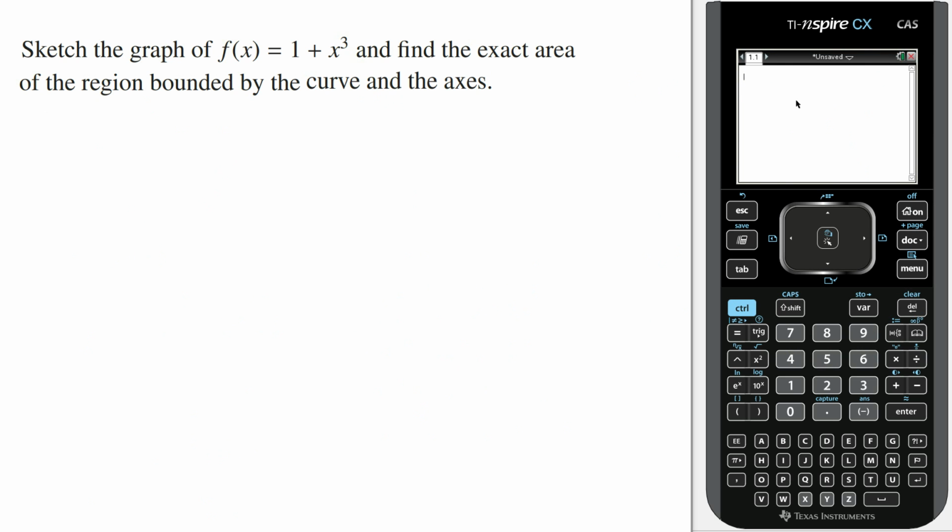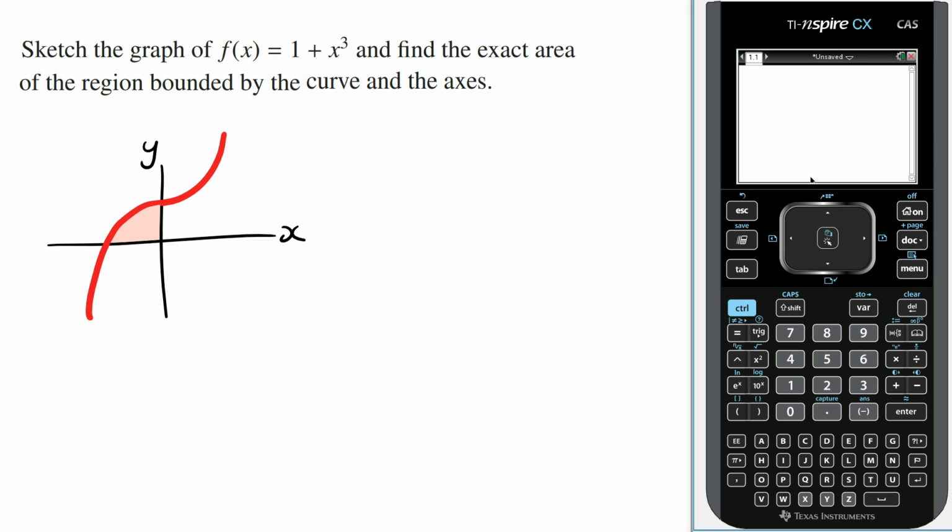Sketch the graph of f of x equals 1 plus x cubed and find the exact area of the region bounded by the curve and the axis. For this question, we haven't been given the graph of f of x, so it's a good idea to start with doing a quick sketch of the function. F of x is a positive cubic function translated 1 unit up, and so the graph is going to look something like this. We want the region bounded by the curve and the axis, which is going to be this region.